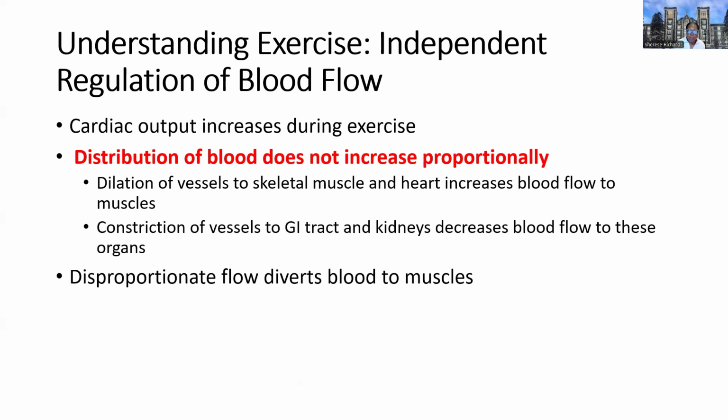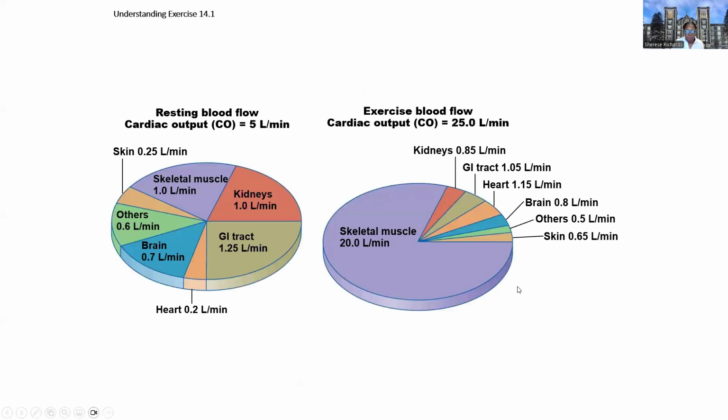So I have to shunt blood away from those less important organs, or at the time, less important organs, towards skeletal muscle, towards the heart. All right, so there's a disproportionate diversion of flow towards the organs that need it. Okay. And just looking at what the different proportions of cardiac output look like.